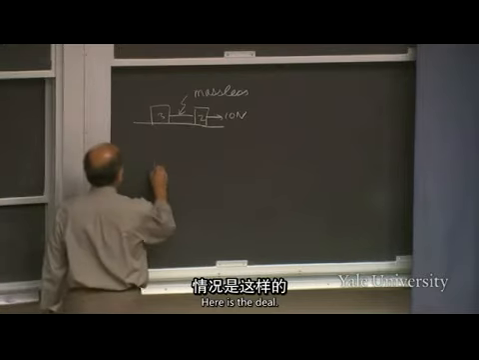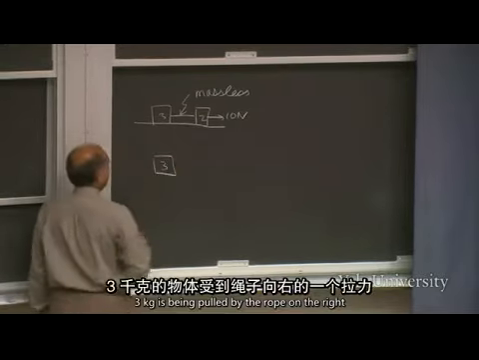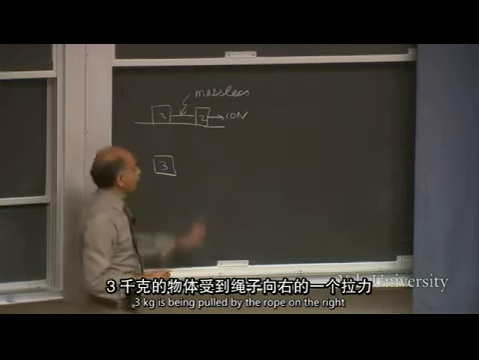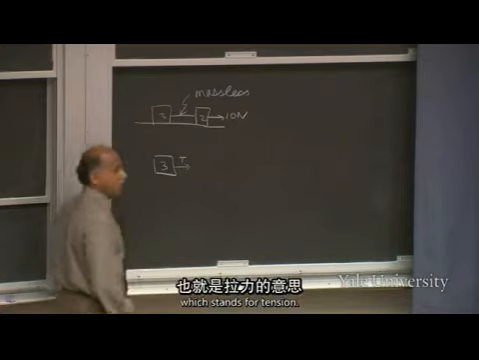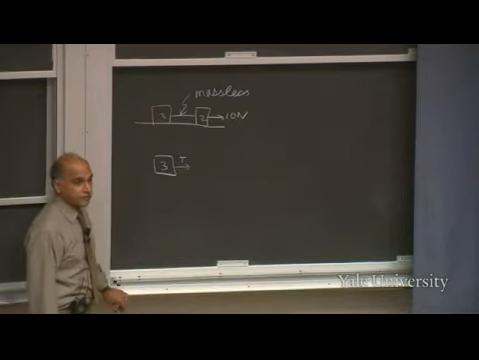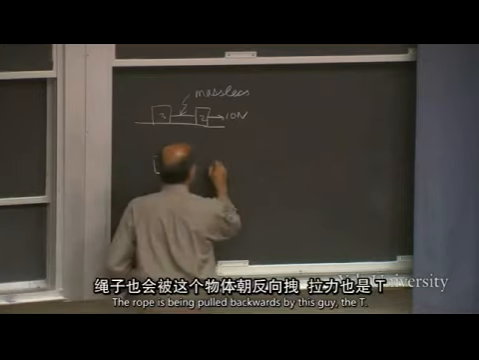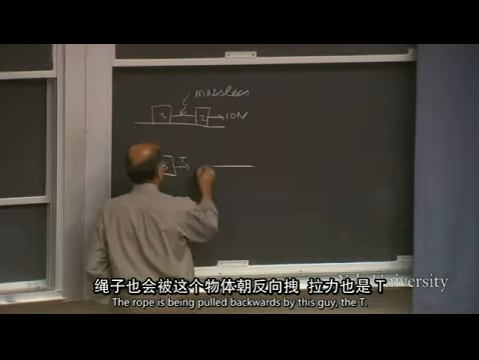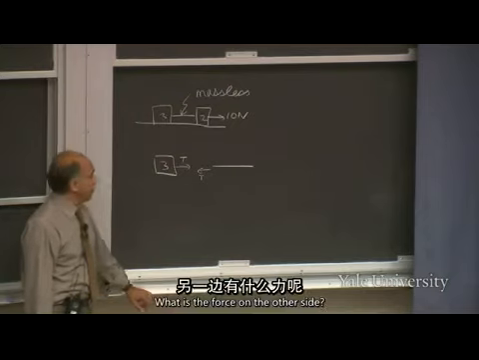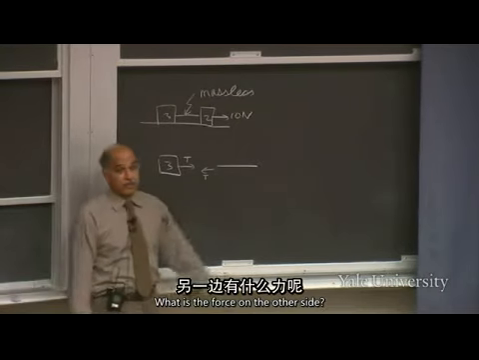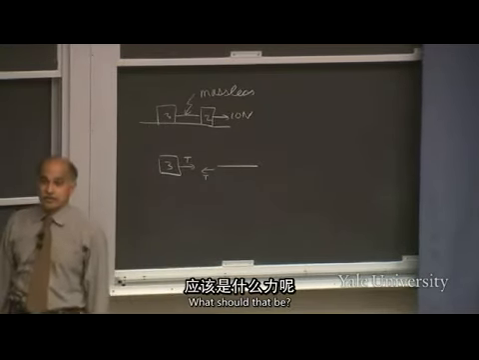So here is the deal. 3 kilogram is being pulled by the rope on the right with a force that I'm going to call T, which stands for tension. The rope is being pulled backwards by this guy with T. And what is the force on the other side? What should that be?